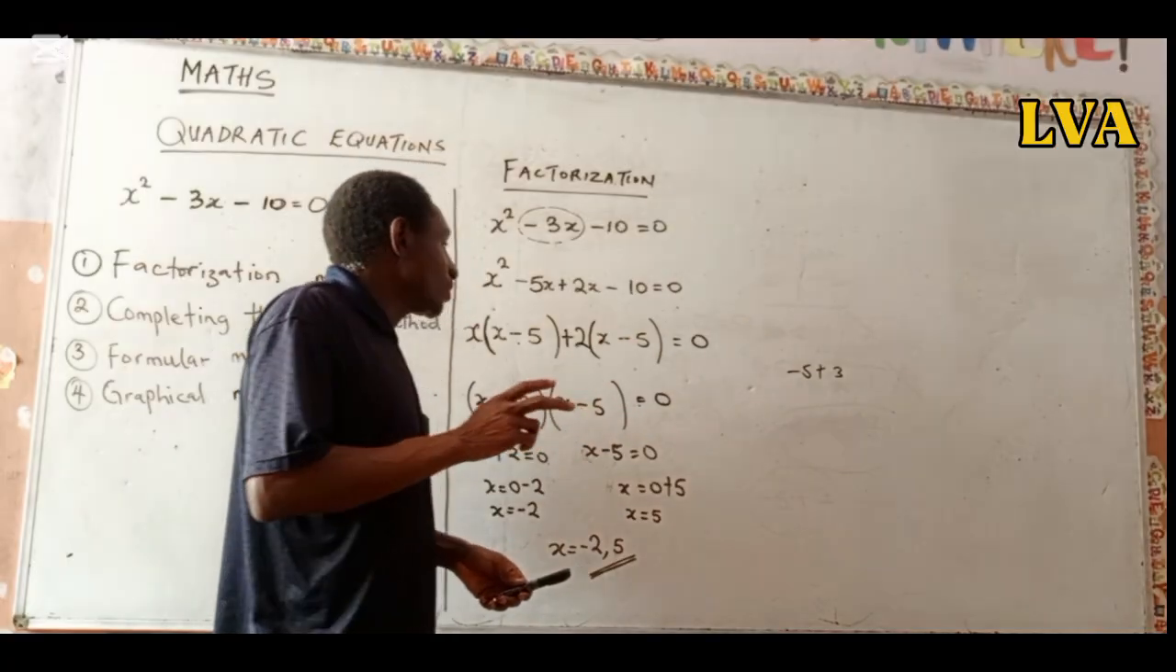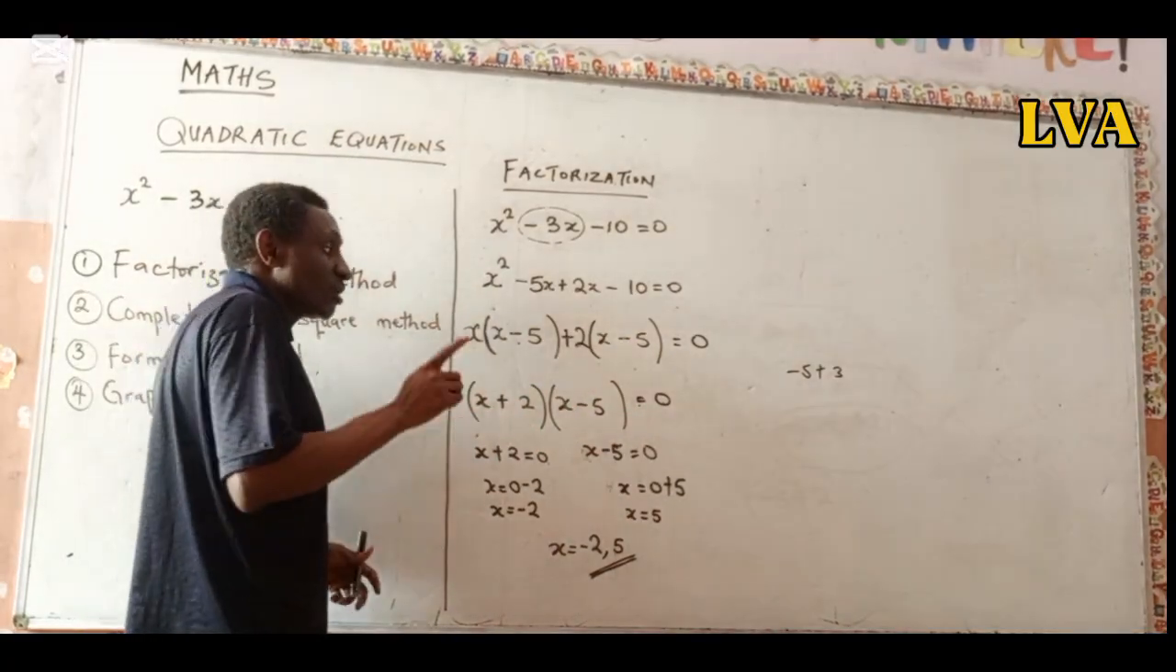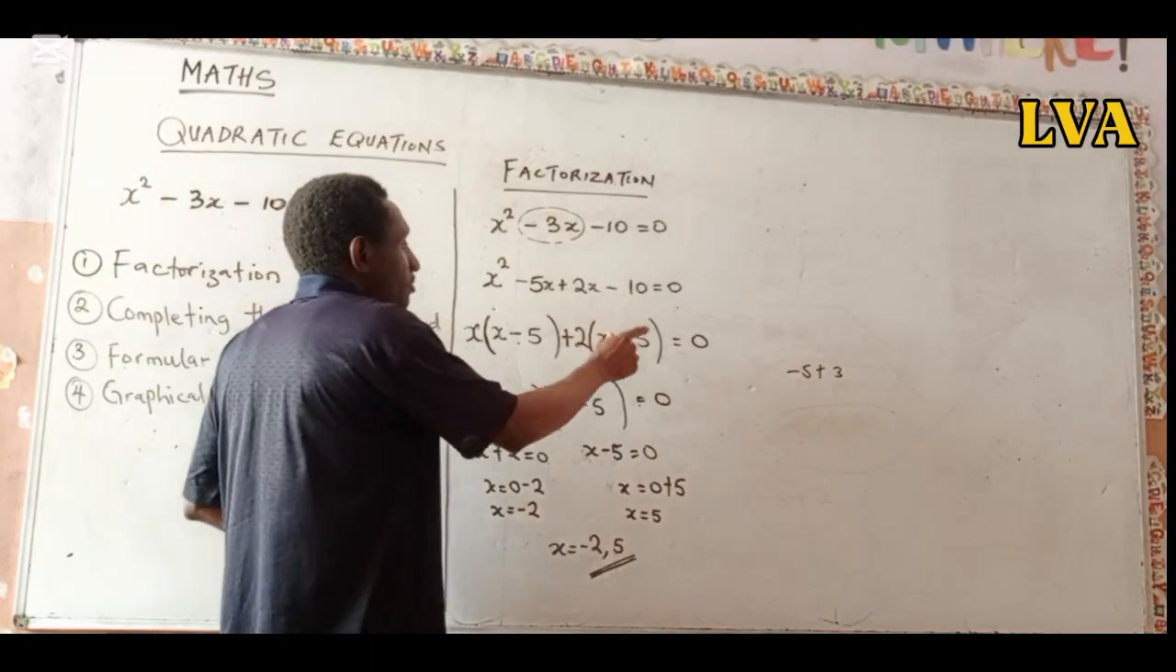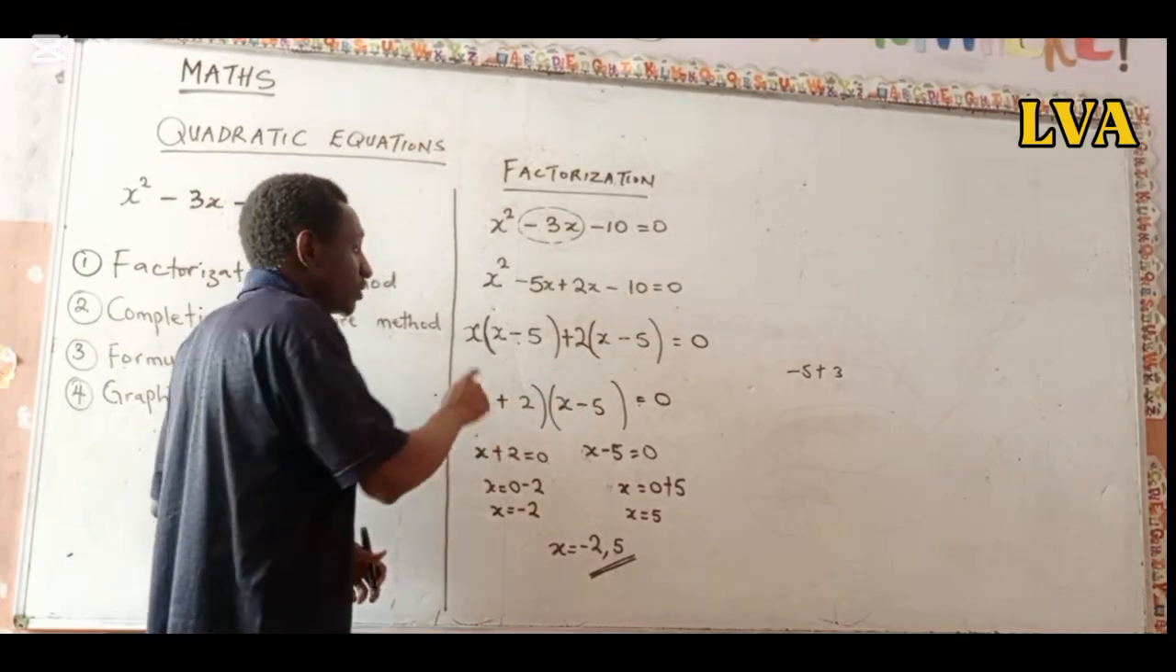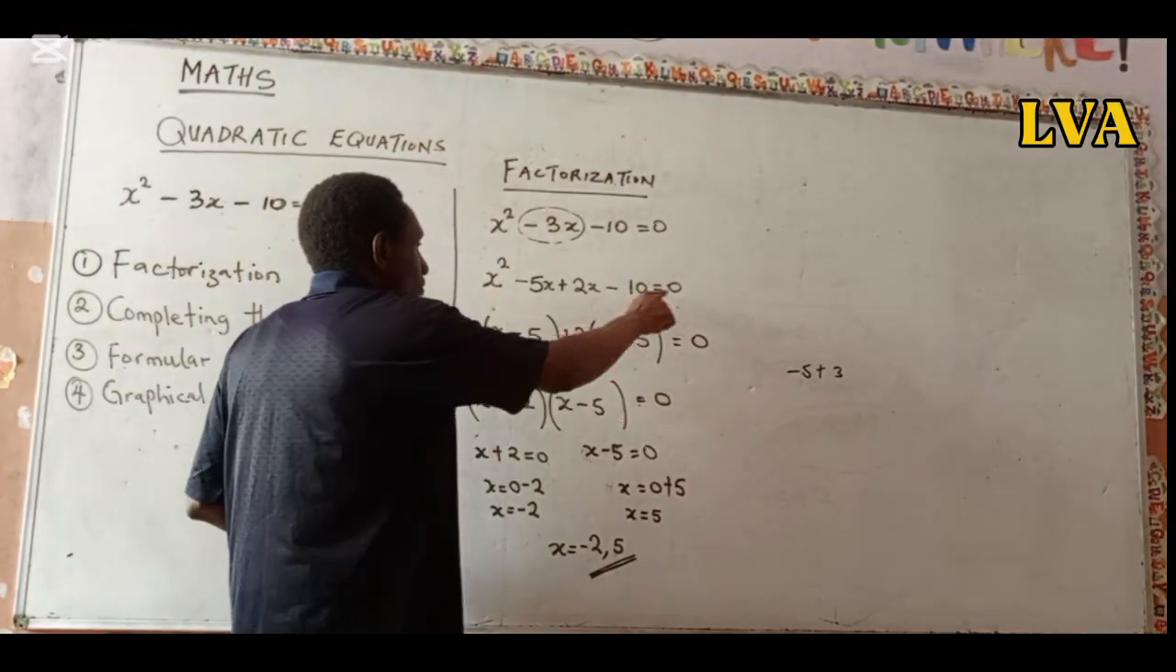So when you're solving a quadratic equation, always make sure that what's in the first bracket is the same as what's in the second bracket too, so that when you open the bracket, it should be the same as what you have here.